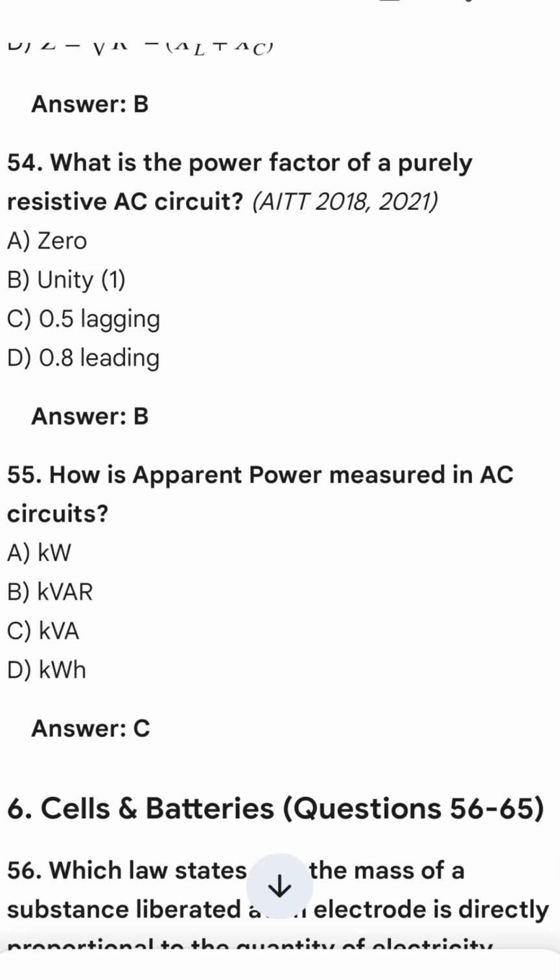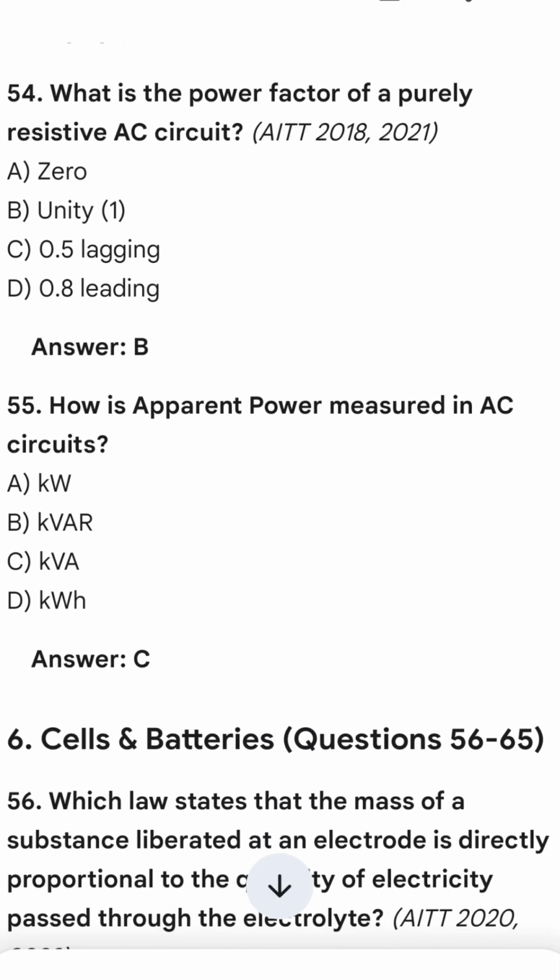Question number 54. What is the power factor of purely resistive AC circuit? 2018 and 2021. Option A, 0. Option B, unity. Option C, 0.5 lagging. Option D, 0.8 leading. Option B, unity is the correct answer.